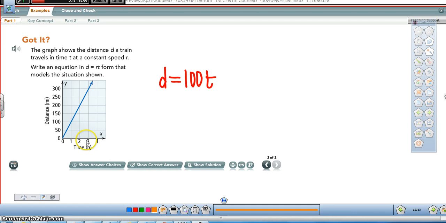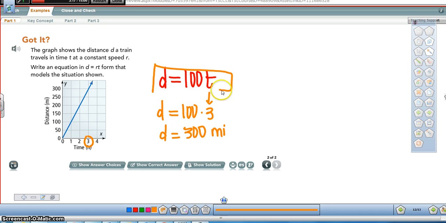You can use it now. Say you want to know 3 hours. 3 is the time. When we plug that into our equation, we find that d equals 300 distance, so we're talking about miles. And if we check on the graph, yeah, it does. Okay, this equation models the graph and can be used to answer questions about this same situation.